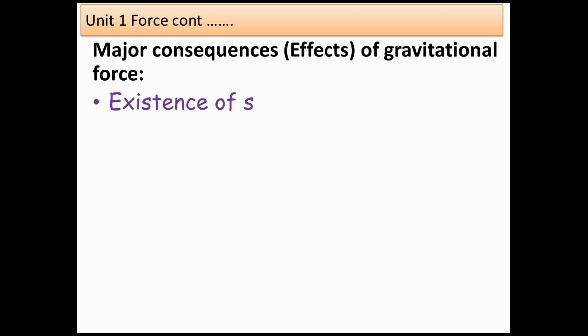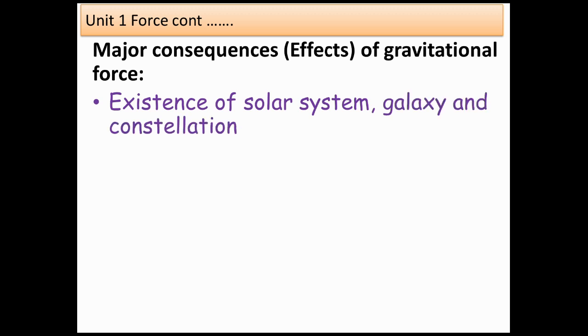First of all, the existence of the solar system. If there is no gravitational force, there is no existence of the solar system. No existence of the solar system means no planet would revolve around the sun. Galaxies, constellations: so many stars are found in the universe, and they remain in their positions due to gravitation.